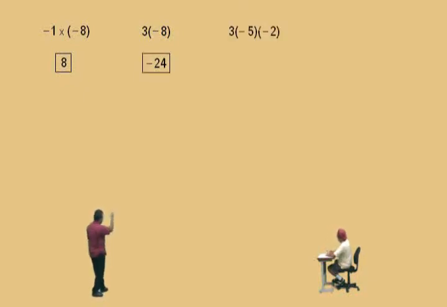Now, here we have 3 times a negative 5 times a negative 2. Remember, multiplication. Everything is being multiplied. We can multiply in any order. So we can kung fu this by first multiplying what, Charlie? Negative 5 times negative 2. Negative 5 times negative 2 is equal to what? Positive 10, because a negative times a negative is a positive, right? Bring down your 3. And 3 times 10 is what, Charlie? 30. Very nice there, Charlie.